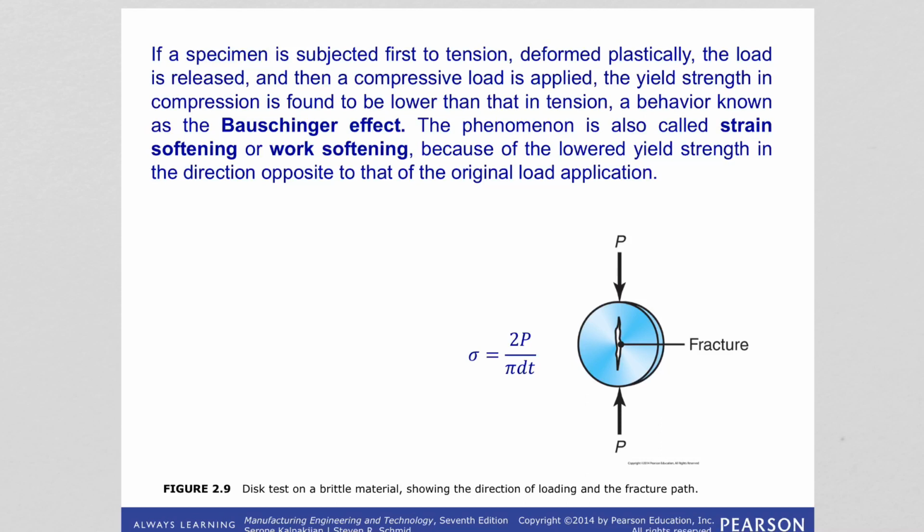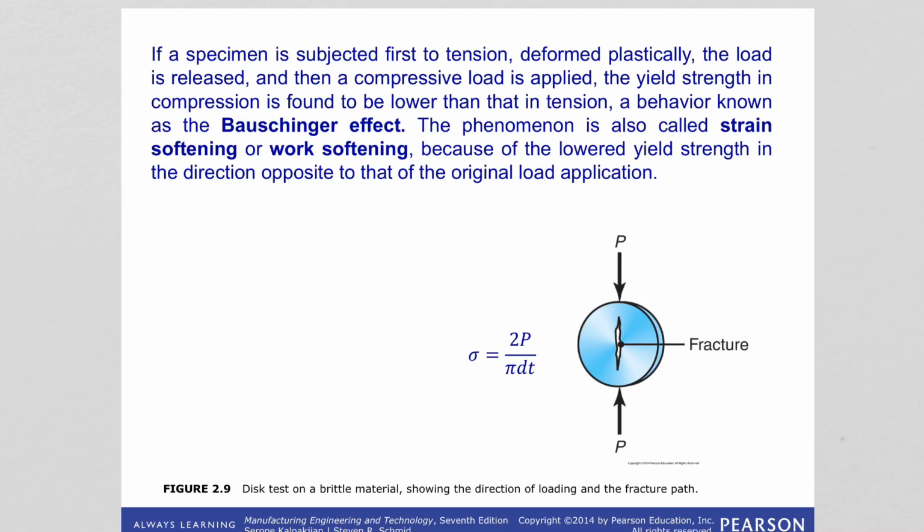Basically, this is explained through the motion of dislocations again. When we apply tension, dislocations accumulate in the grain boundaries, as pile-ups and tangles. But when we apply compression, which is a stress in the reverse direction, now the dislocations move back to their positions, and the material will not be as strong as in the previous case. So this is also called strain softening or work softening.